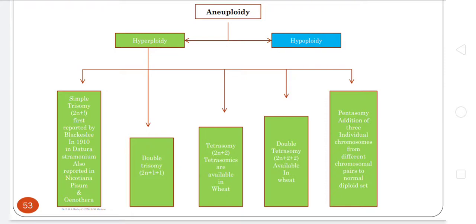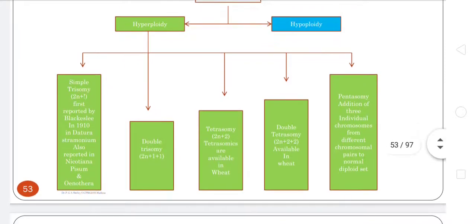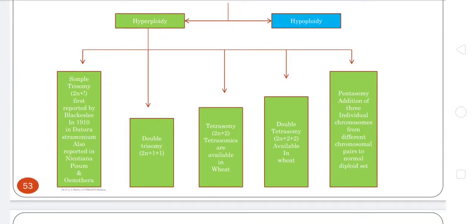Trisomy. What is the meaning of tri? Tri means 3. So already we have two sets of chromosomes, diploid. In addition to that, one chromosome is added. So the name is trisomy: addition of a single chromosome to the diploid set. This was first reported by Blakeslee in the year 1910. It is also noticed in Datura stramonium, Nicotiana, Pisum and Oenothera.